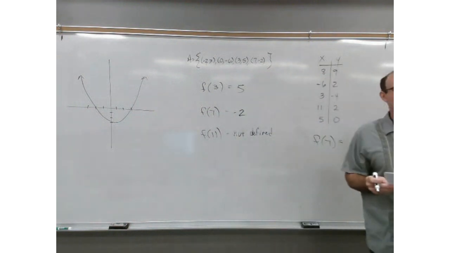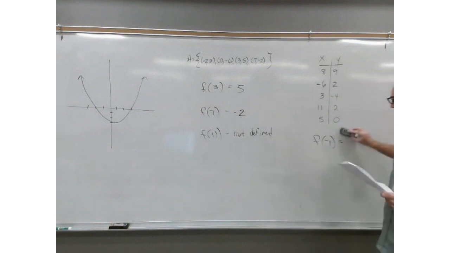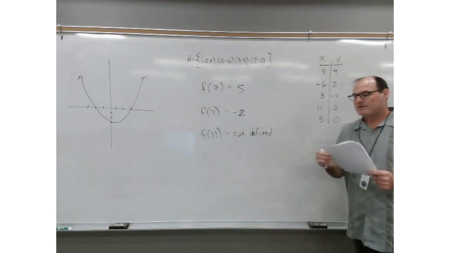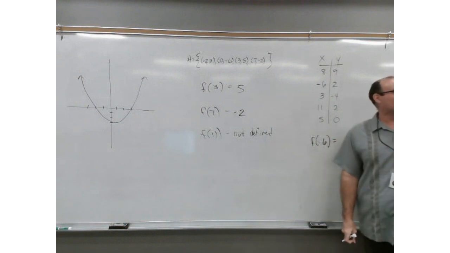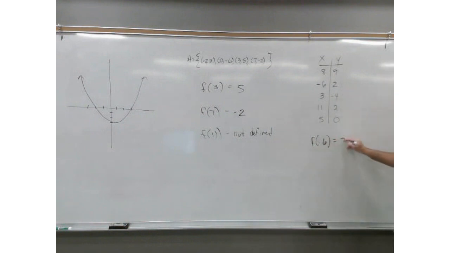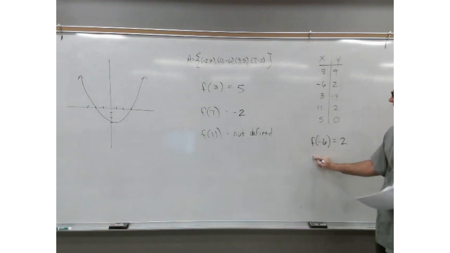I'm sorry, I'm on the wrong problem. Hang on. I'll get my act together someday, don't worry. All right, so first one is what's the function value at -6? That's better. Now we're on the proper problem. It's 2. And then what's the function value at 11? It is 2 as well.